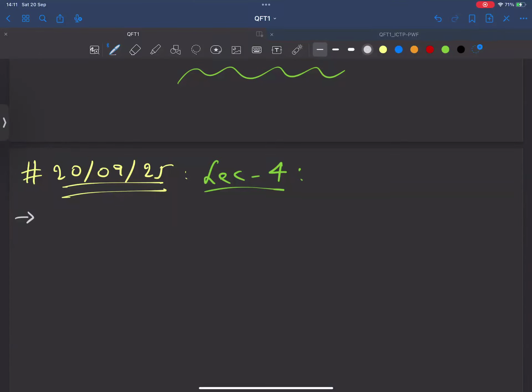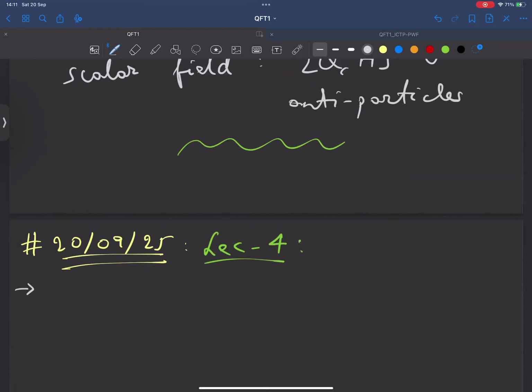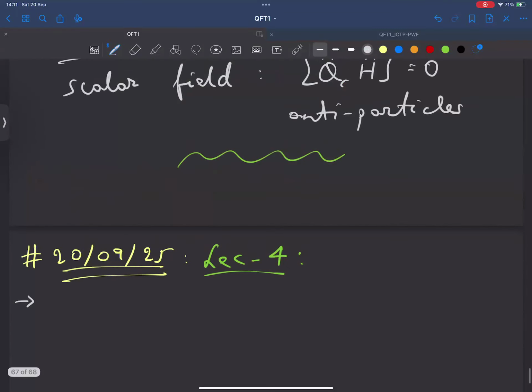Okay, so I think let's start. Yesterday we quantized our theory, and we ended up building single particle states. So let me briefly recap.